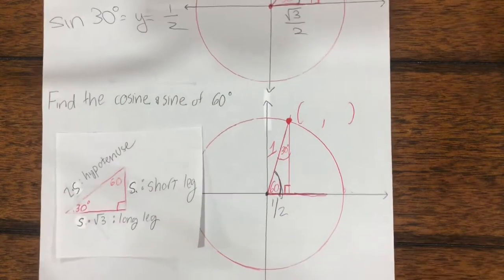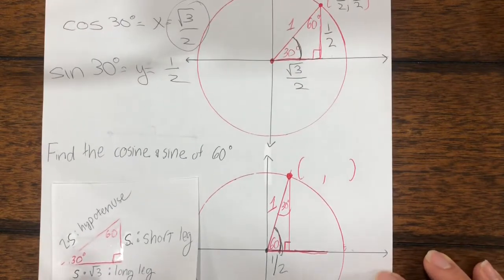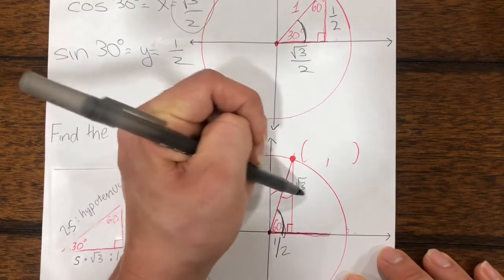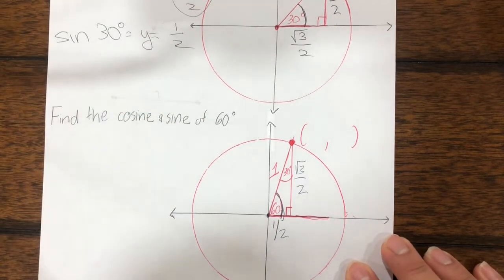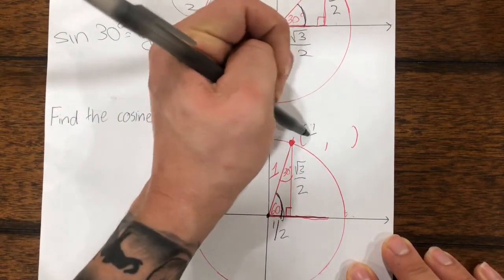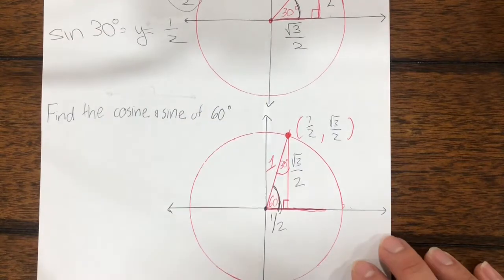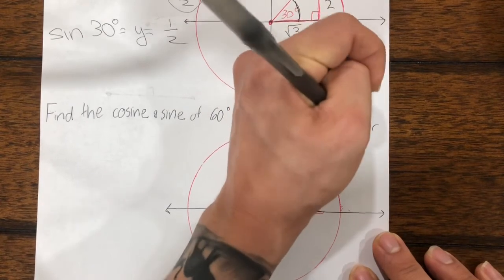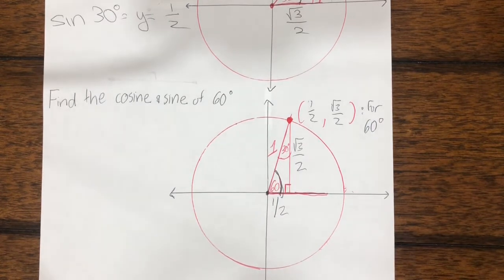So then we have 60 degrees. And if we recall, 60 degrees is opposite to √3/2. So this is going to be √3/2. So that means that my x value is 1/2, and my y value is √3/2. So this is going to be my x and y coordinate for a 60-degree angle measurement.